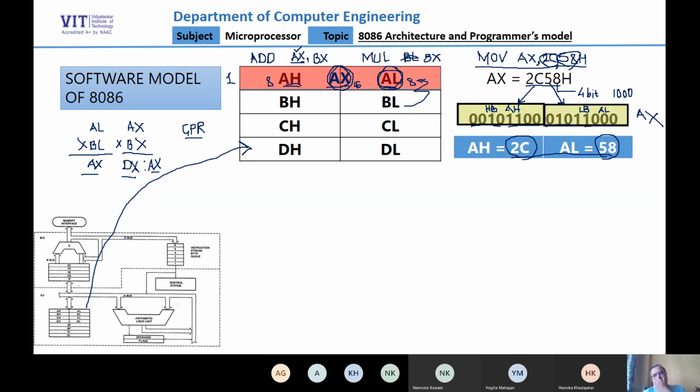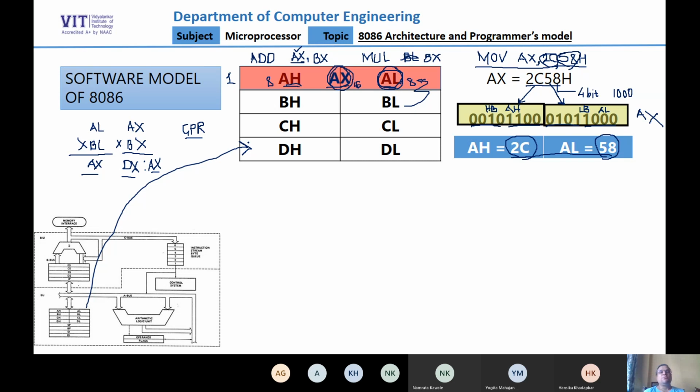So you might have understood now what is the special use of the AX register. You cannot use any other register for this purpose. By default, the multiplication instruction uses AL or AX as the operand. As well, you can say by default, the multiplication instruction uses AX as destination for storing the result. By default, the multiplication instruction uses AX for storing the result. So I have specified 3 points now.